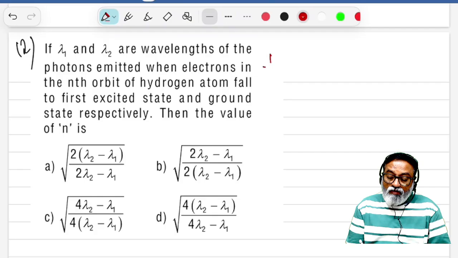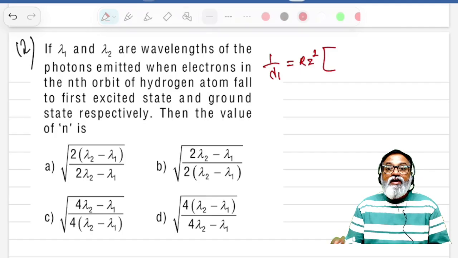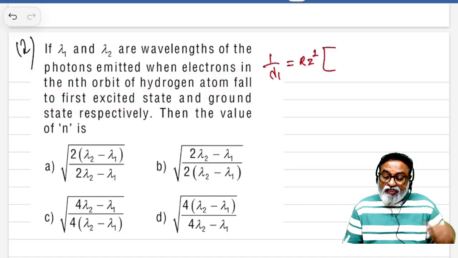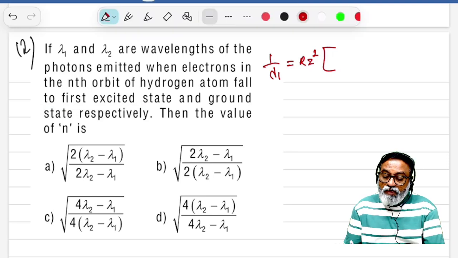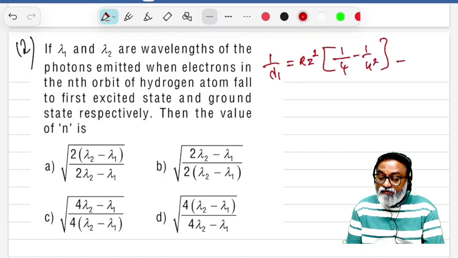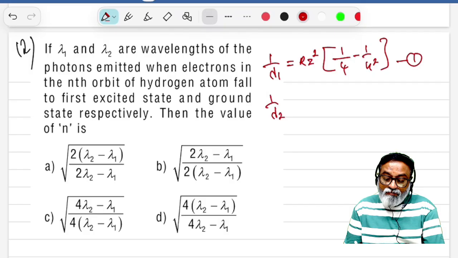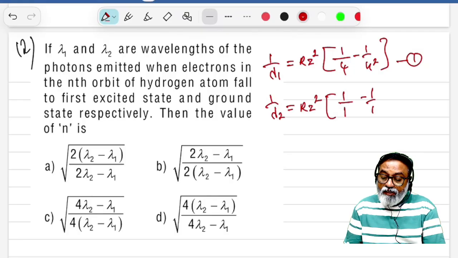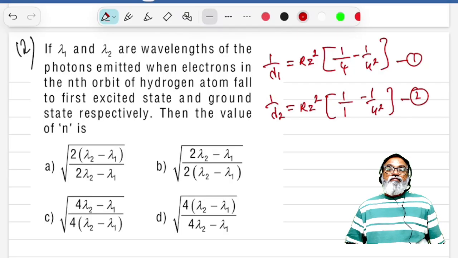See, first one, 1 by lambda 1 is equal to RZ square into 1 by n final square minus 1 by n initial square. Lambda 1 is the wavelength of photon when electron in the nth orbit of hydrogen atom falls to first excited state. First excited state means n is equal to 2. Therefore, 1 by 4 minus 1 by n square. It is equation number 1. 1 by lambda 2 is equal to RZ square into, ground state means n is 1, 1 by 1 minus 1 by n square. It is equation number 2.